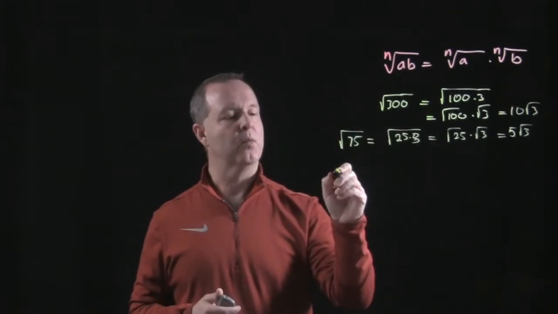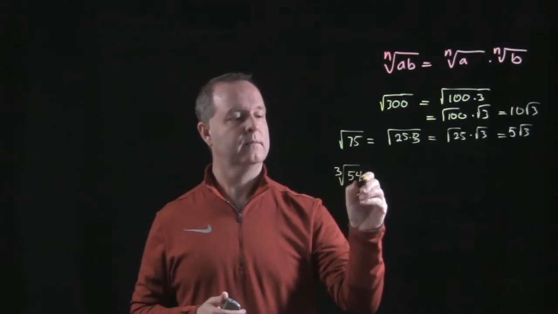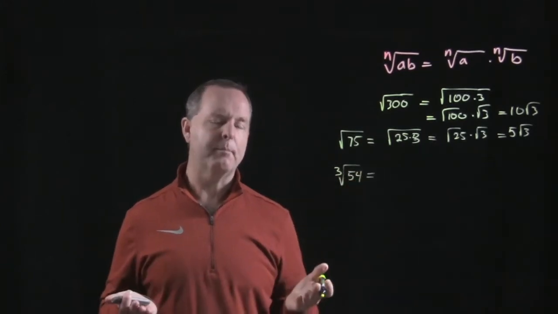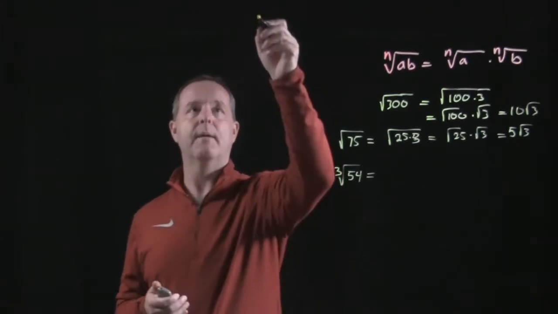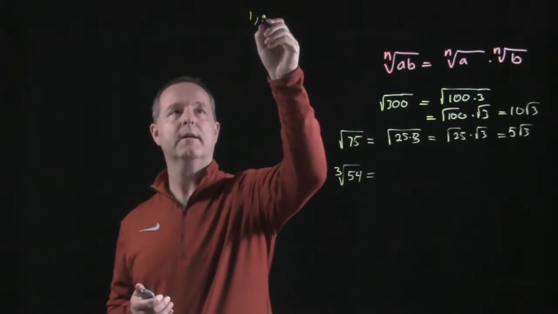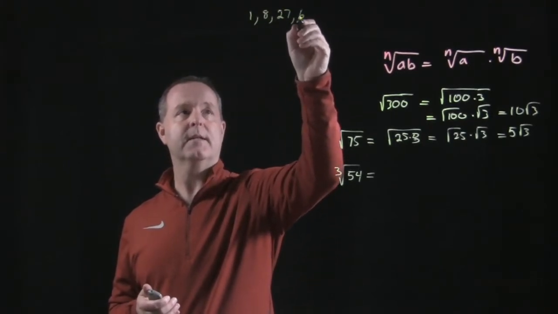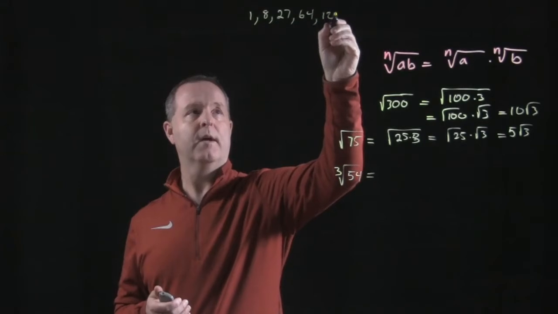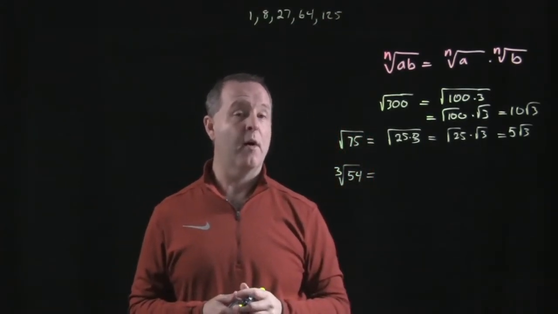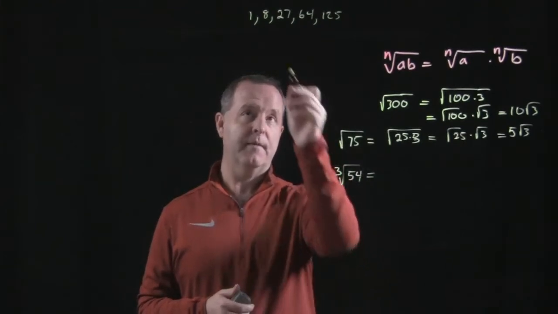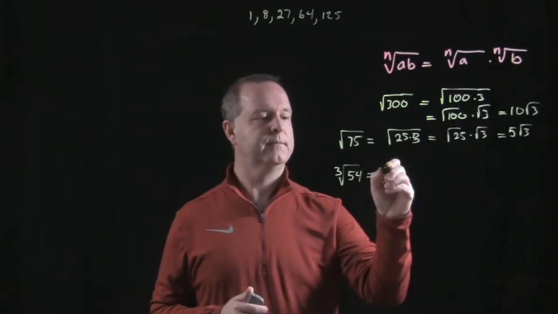All right, let's get into cube root world. So I have the cube root of 54. I have to think about what my perfect cube numbers are, and we've talked about this before. The perfect cube numbers are 1, 8, 3 squared is 27, 64, 125, and those are the ones I want you to be most familiar with. So are there any factors of 54 that are one of these perfect cube numbers? And if so, let's rewrite it as such.